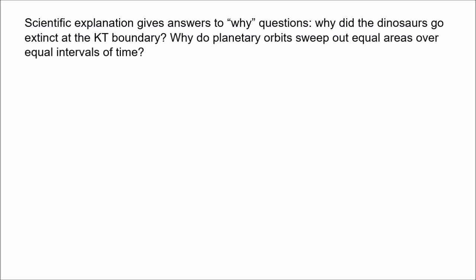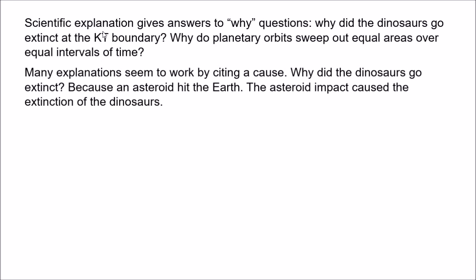So today we're going to look at what's called the Deductive-Nomological model, which was proposed by Carl Hempel. In some ways this is maybe not a good place to start, because I think this model is actually quite counterintuitive. But this is really where serious philosophical analysis of scientific explanation begins, so we have to start here. Now, one of the most obvious features of many explanations is that they seem to cite a cause. Why did the dinosaurs go extinct? Because an asteroid hit the Earth. The asteroid caused the extinction of the dinosaurs.